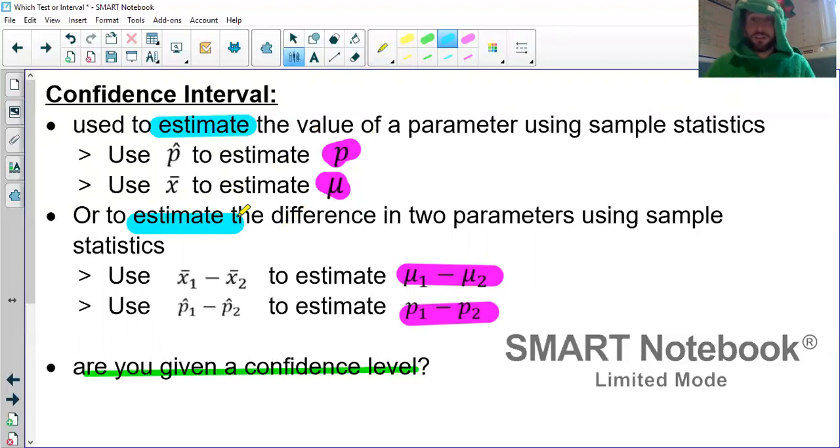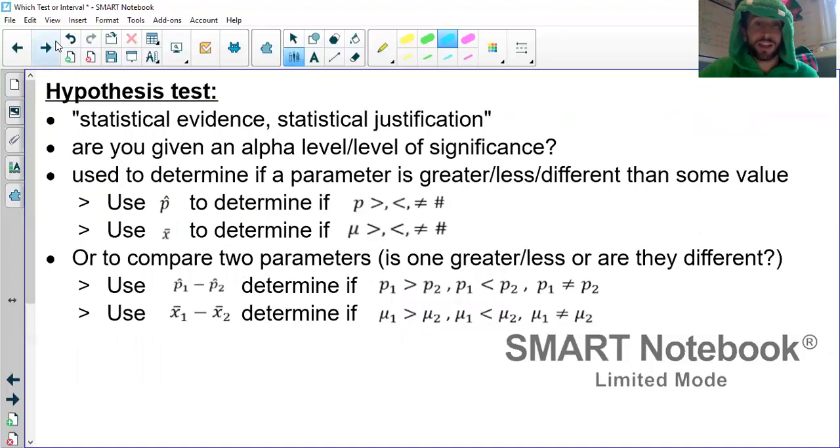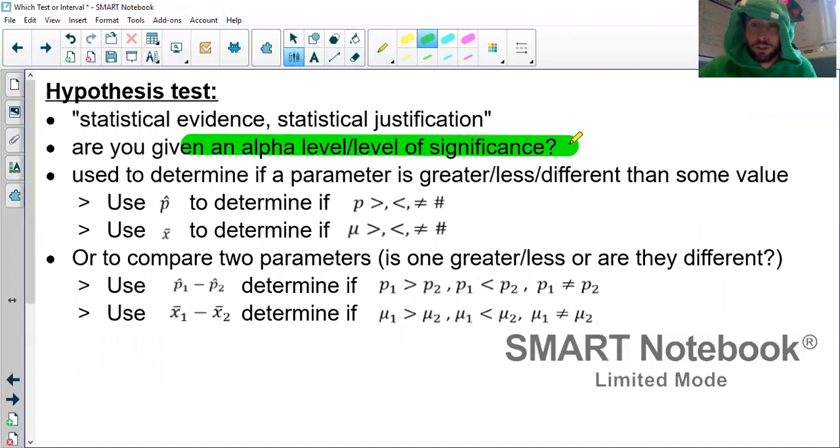So reading the question, "estimate" is an immediate key to us that we're probably using a confidence interval, but then also this confidence level should make it, hopefully, obvious. So then we got our hypothesis tests. Similar to the confidence level, if you're given an alpha level or a significance level, that should make it pretty obvious that the question wants you to use a hypothesis test.